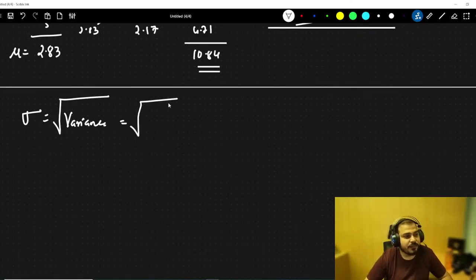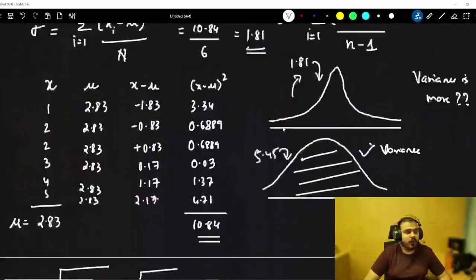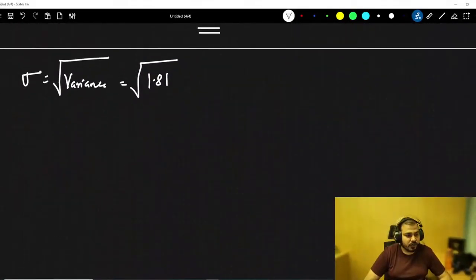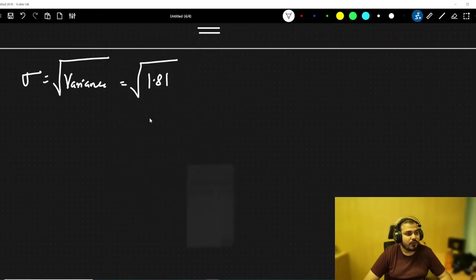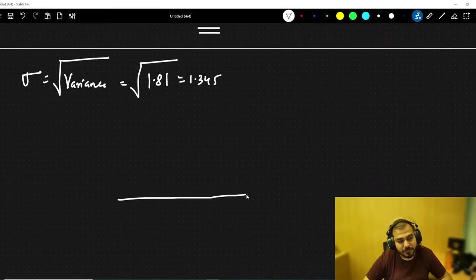Root of variance, that basically means it is nothing but root of 1.81. Okay, if I open my calculator and take the root of 1.81, what I am getting is 1.345.